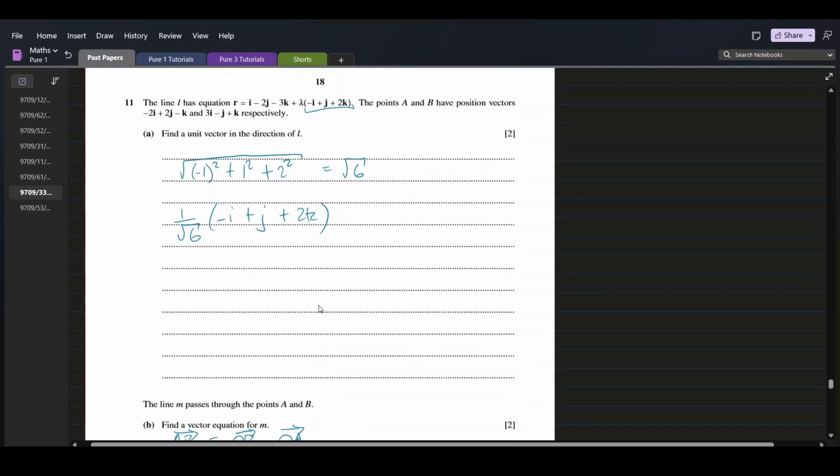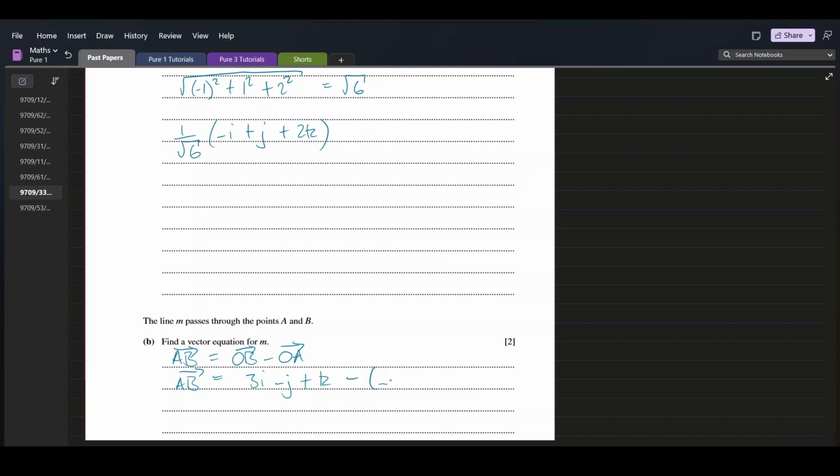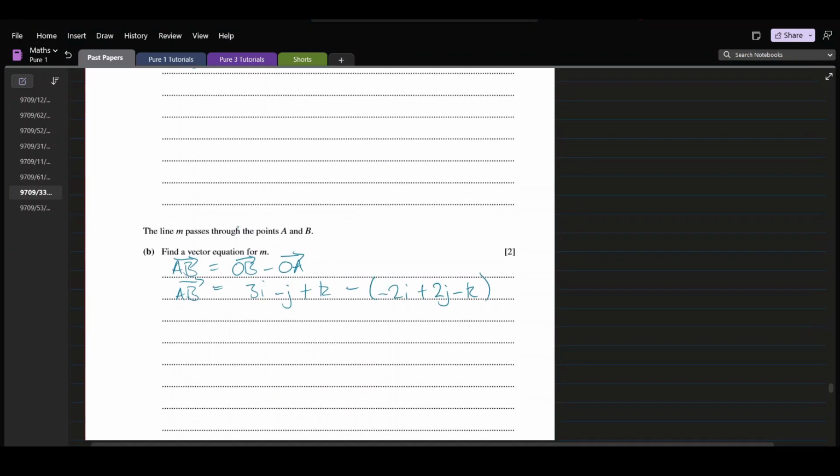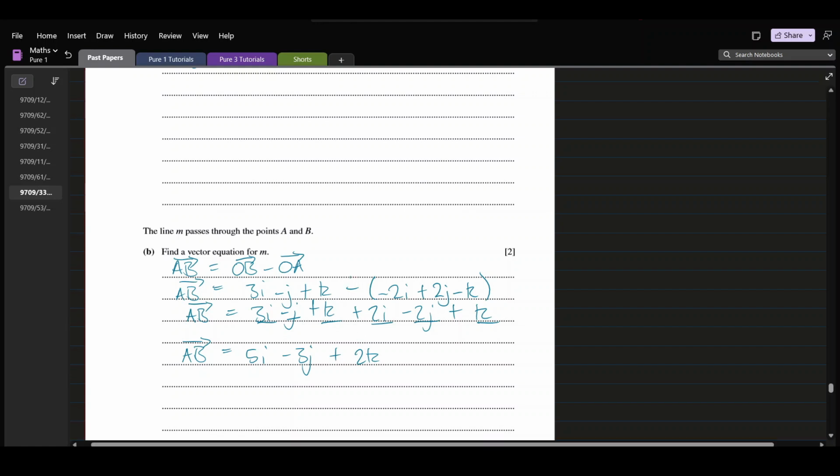OA is negative 2i plus 2j minus k. Let's expand our bracket. So AB is equal to 3i minus j plus k plus 2i minus 2j plus k. Simplify like terms. AB is equal to 3i plus 2i, that's 5i, negative j, negative 2j, that's negative 3j, k plus k, that's 2k. So the direction vector of AB is 5i minus 3j plus 2k.